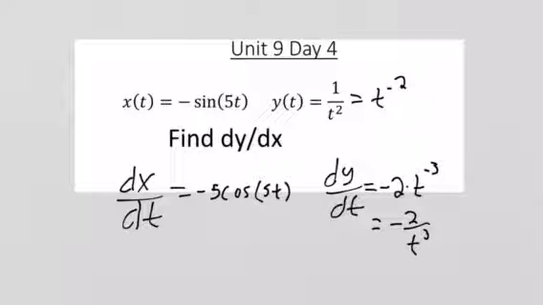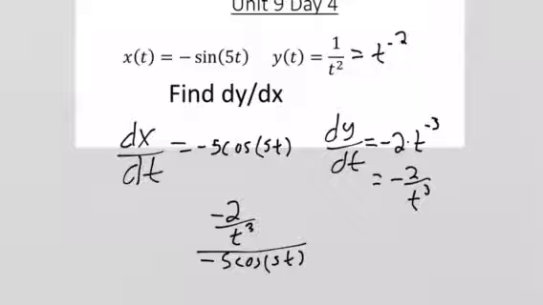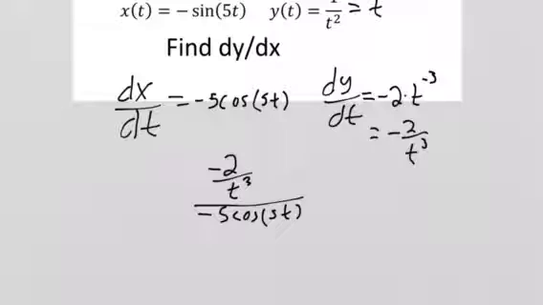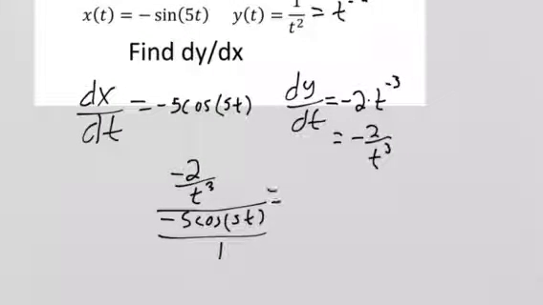So we have dy/dt, we have dx/dt, and now we just need to divide them. So we get negative 2 over t cubed divided by negative 5 cosine 5t. So we have a fraction in our numerator. We technically have a fraction in our denominator too. We can put this over 1. So if you really wanted to simplify this, you could now write it as negative 2 over t cubed and then multiply by the reciprocal of the denominator, which is 1 over negative 5 cosine 5t.